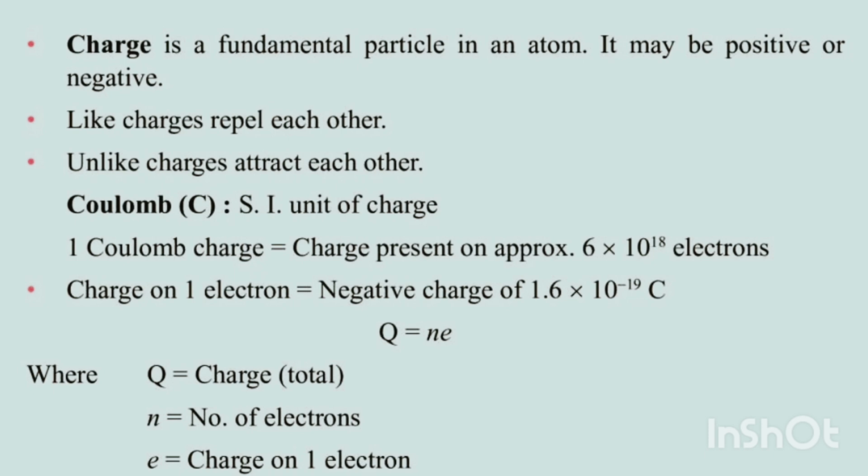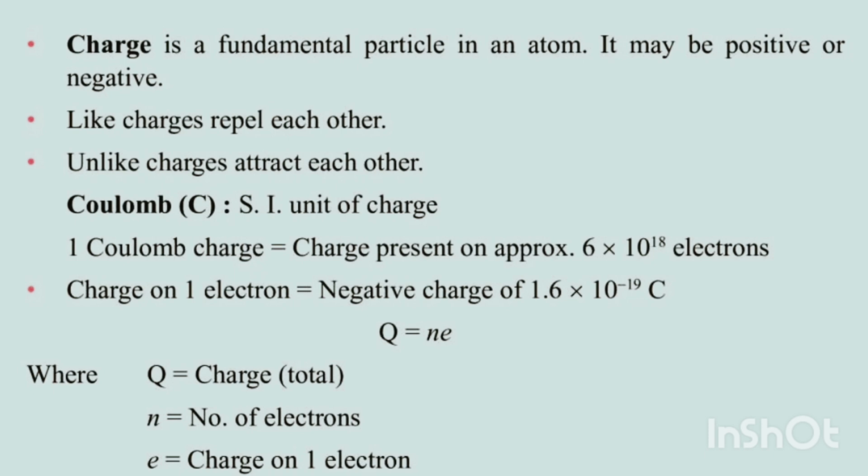We have two important points to remember about charges: like charges repel each other, and unlike charges attract each other. Like plus and plus will repel each other, whereas plus and minus will attract each other. The SI unit of charge is coulomb. Its symbol is capital C. What is 1 coulomb?